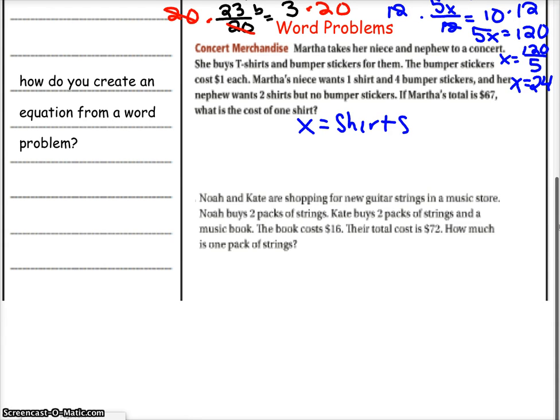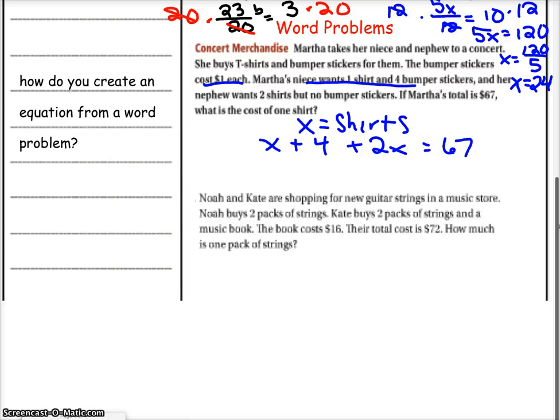So here I go, I just write it up. $1 for each bumper sticker. The niece wants 1 shirt, X, and she wants 4 bumper stickers. Bumper stickers are $1 each, so if she got 4 bumper stickers, it's $4. And her nephew wants 2 shirts, so you add 2 more shirts. He doesn't want any bumper stickers. And her total was $67. How much for 1 shirt?